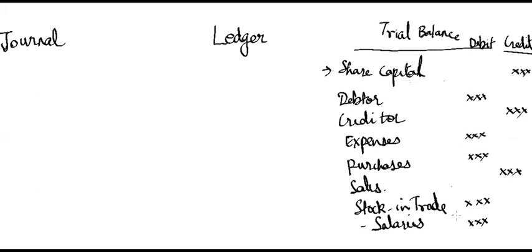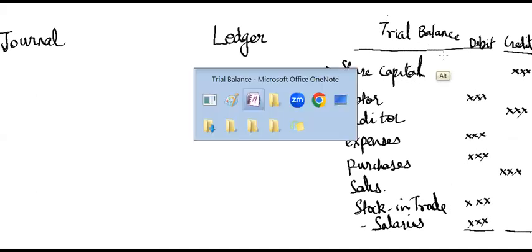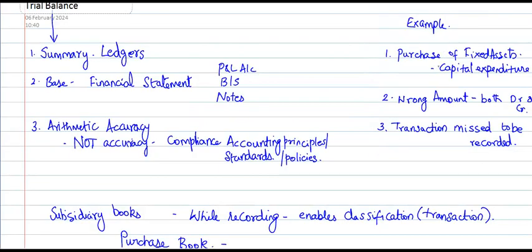Finally there will be a total. So a trial balance is nothing but a summary of all these ledgers which have been opened till date in the books of accounts. It actually forms the base for the financial statements. Trial balance is the base for preparation of the financial statements. When I say financial statements, it means the profit and loss account, balance sheet, and notes to accounts. So it is only the trial balance based on which the trading profit and loss account, balance sheet, and notes to accounts are prepared.